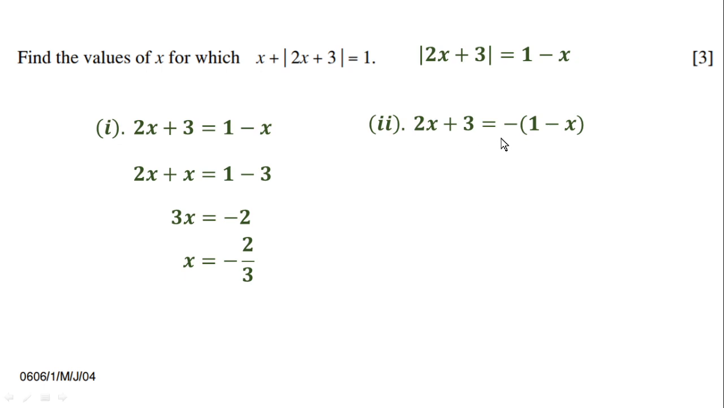I'll distribute the negative sign for the second solution. It will become negative 1 plus x. I'll take away x from both sides, so 2x minus x is equal to negative 1, and then I'll take away 3 on both sides. Negative 1 minus 3 is equal to negative 4, so x is equal to negative 4. So these are the answers for the last example for this lesson, modulus function.